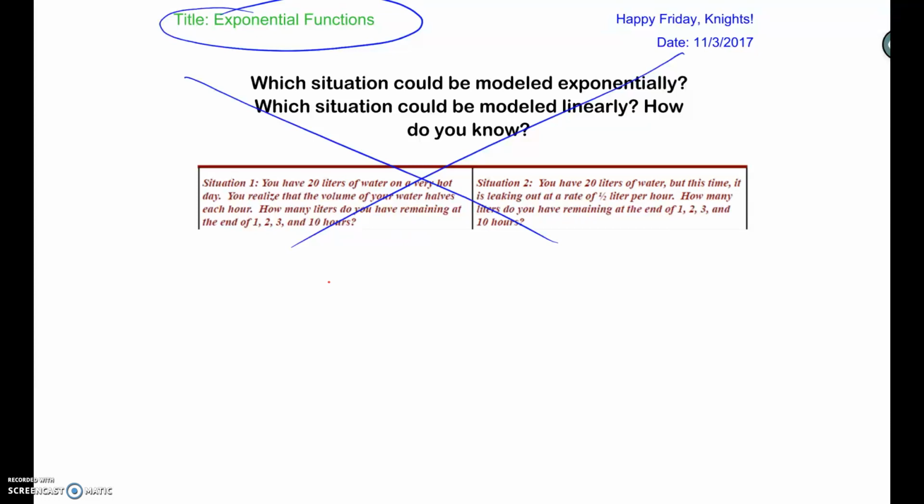You've worked with linear functions for 2 years now. Exponential functions are functions that look a little bit different. Their pattern of their slope is a little bit different. They look a little different when we graph them. And that's what we're going to start to explore in this unit.